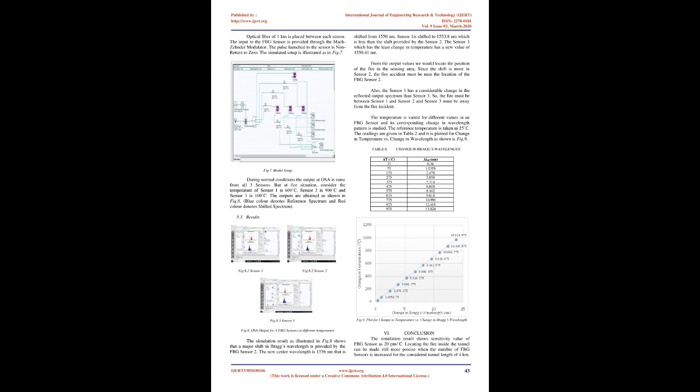The overall distance taken for consideration is 4 km. Optical fiber of 1 km is placed between each sensor. The input to the FBG sensor is provided through the Mach-Zehnder modulator. The pulse launched to the sensor is non-return-to-zero. The simulated setup is illustrated in Fig.7. During normal conditions the output at the OSA is the same from all 3 sensors.